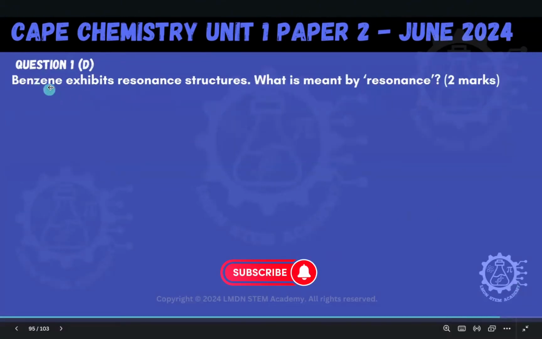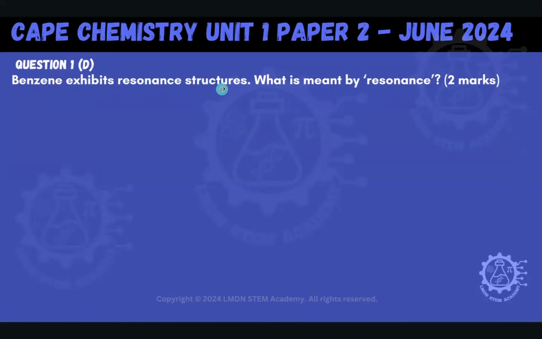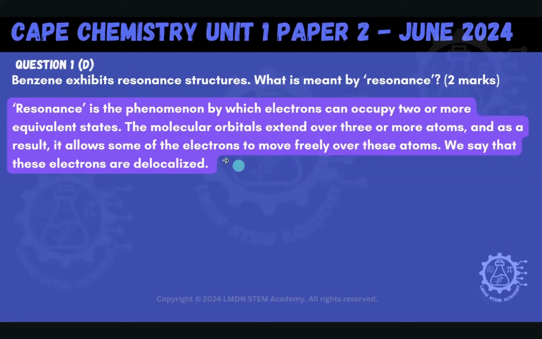All right, so part D says benzene exhibits resonance structures. What is meant by resonance? For 2 marks. So resonance is the phenomenon by which electrons can occupy 2 or more equivalent states. The molecular orbitals extend over 3 or more atoms, and as a result, it allows some of the electrons to move freely over these atoms. We say that these electrons are delocalized, okay?